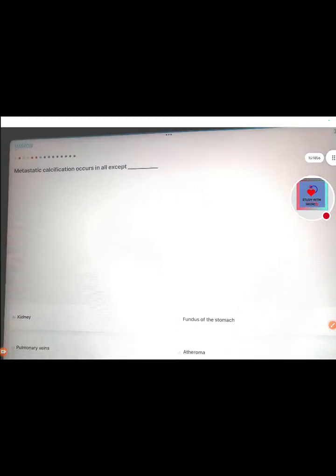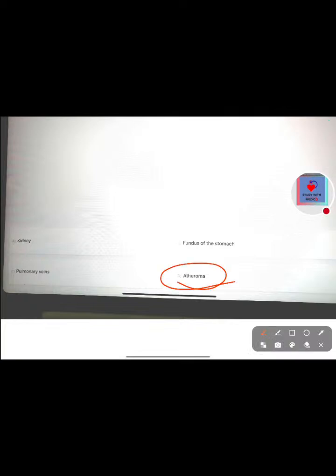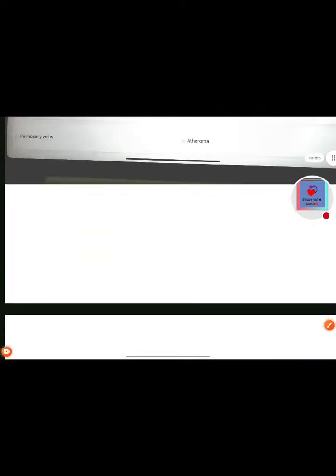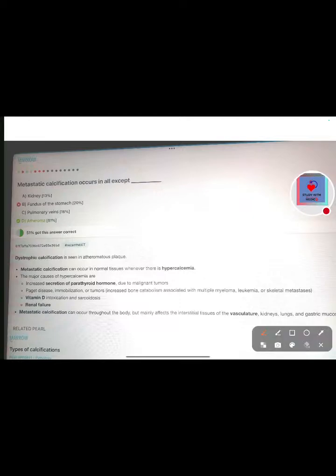Let's go to the next question. Metastatic calcification occurs in all except. So metastatic does not occur in atheroma. In atheroma, the cells become dead, so dystrophic calcification is seen in atheromatous plaque.